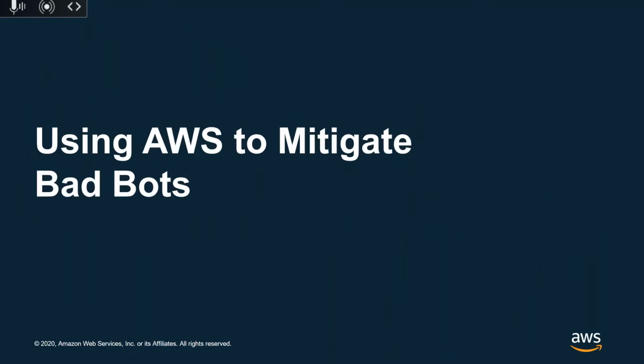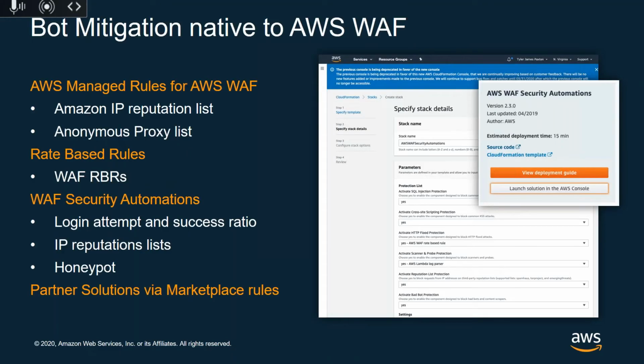So let's take a little bit of a deeper dive into how to use AWS tools and managed rules to mitigate bad bots. There is some bot management or bot mitigation activity that is native to AWS WAF. For example, you can take advantage of AWS managed rules for AWS WAF, such as an Amazon IP reputation list or an anonymous proxy list to detect what types of source IPs are typical of bad bots.